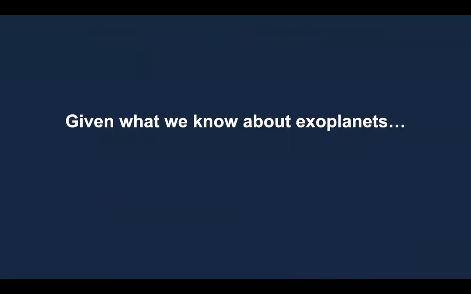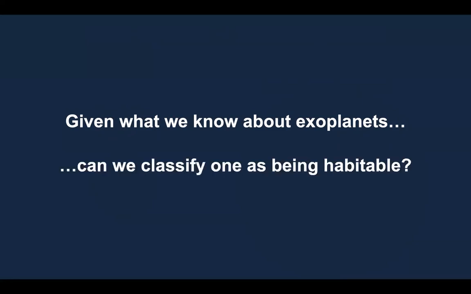So given what we know about exoplanets, right, we said we can measure their masses, their radii, their orbital periods, which tell us something about their orbital distances, which tell us something about their temperatures. Is that enough that we can classify any one of these planets as being habitable? Not rhetorical. No, it's not. Why?